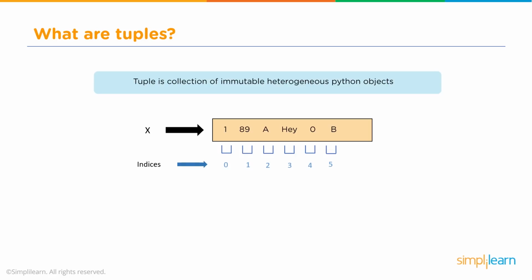Now we look at indices. So every element in a tuple takes up a position, and this position is what we refer to as an index. In plural, that's indices. So the indices for tuples, lists and strings in Python, and most other programming languages, start with 0. So your element 1 is at the 0th position, your element 89 is at the first position, and so on, where B is at the 5th position. So in a way you can say that the length of your tuple x is 6, but the last index of your tuple x is 5 because it starts from 0 onwards.